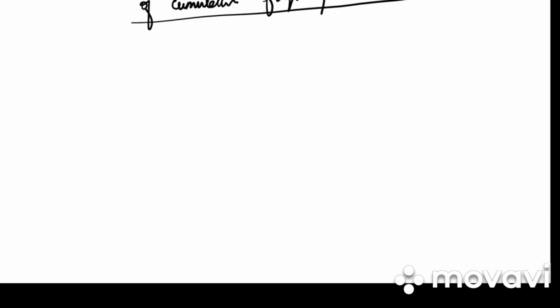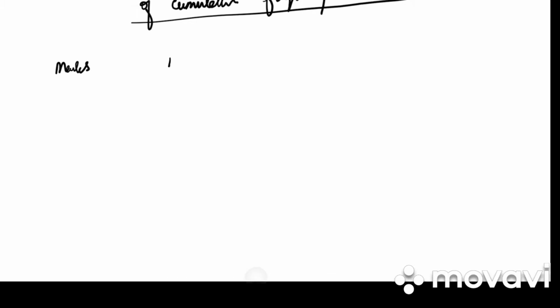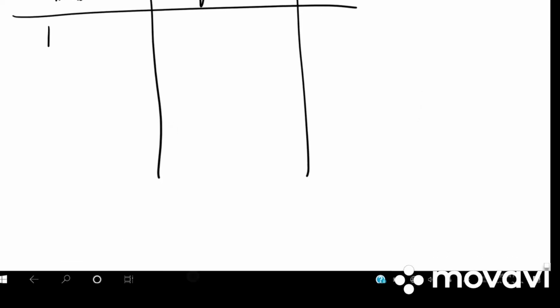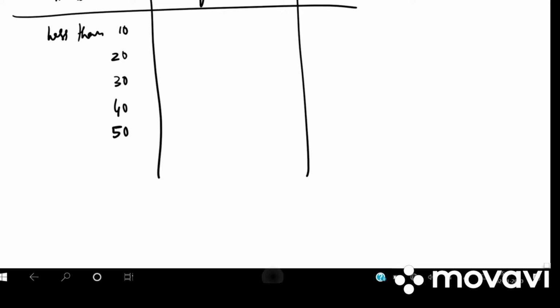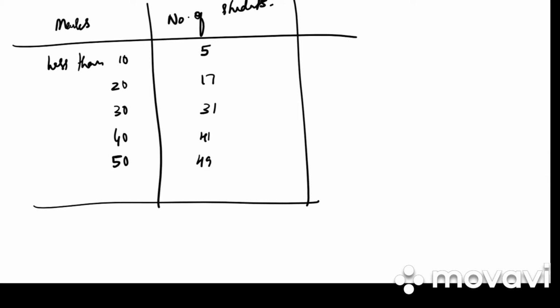Marks and statistics of students of class 11th are given below. Find the arithmetic mean. So they have given us marks and the number of students. In the question they have given us less than 10, less than 20, less than 30, less than 40, less than 50. And the number of students, that is 5, 17, 31, 41 and 49. So this is the question that has been given to us. So how do we convert this into a normal frequency distribution?